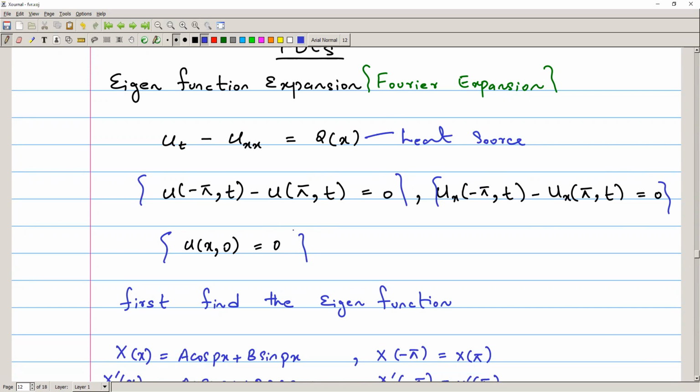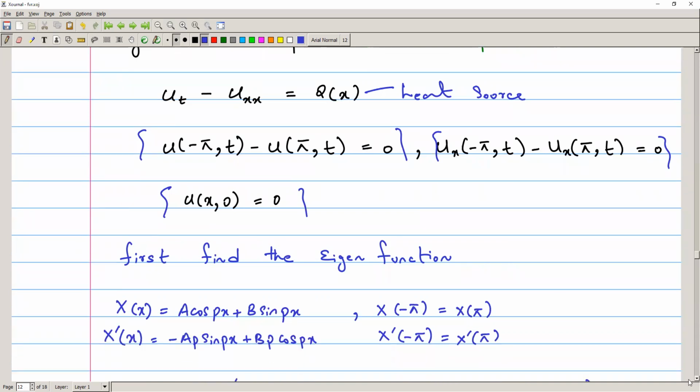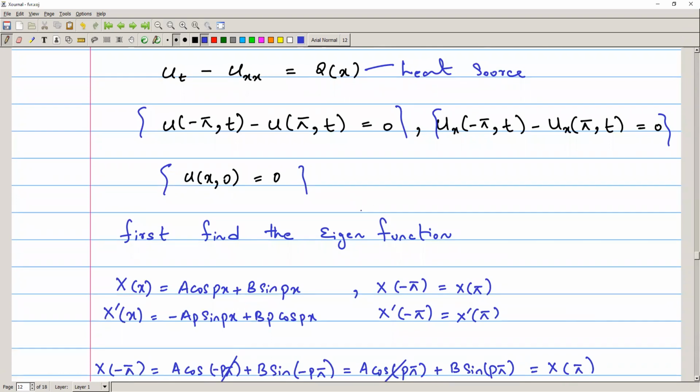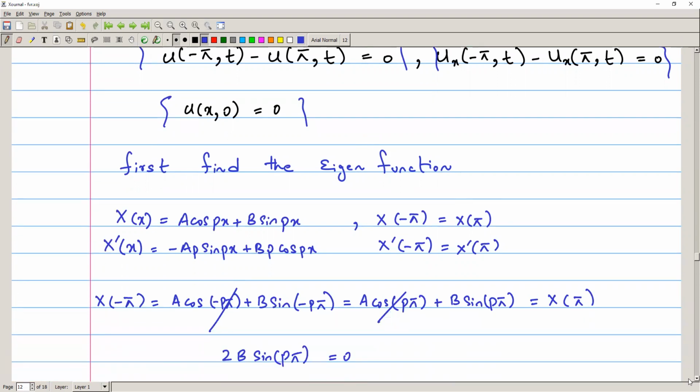For that, first of all, we are going to find the eigenfunctions for this problem using the given boundary conditions. The boundary conditions are u(-π,t) - u(π,t) = 0, and u_x(-π,t) - u_x(π,t) = 0. Here we are going to work with case 3, that is lambda less than 0. For that, we have lambda equals negative p squared.